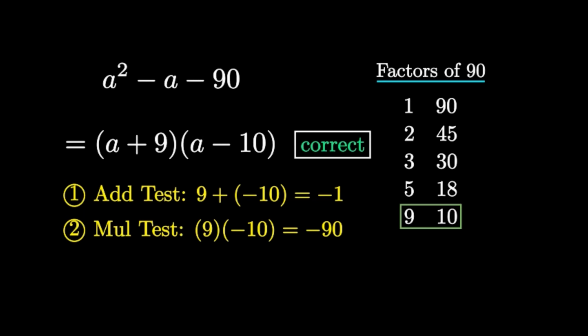So to answer this question, a squared minus a minus 90 factors into a plus 9 times a minus 10. And that would be the final answer.